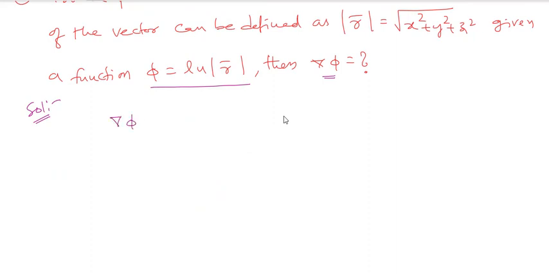So del phi, which is equivalent to what? Del of ln of mod r bar. You will do it as that. Mod r bar is nothing but what again? Root of x square plus y square plus z square. Am I right or not? So which is nothing but what?